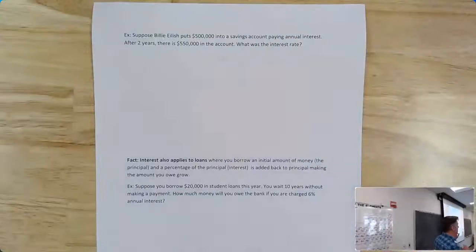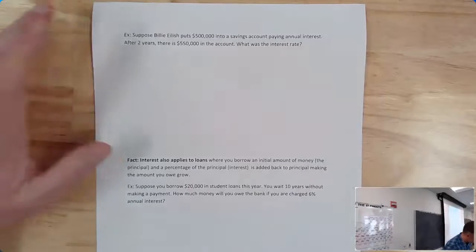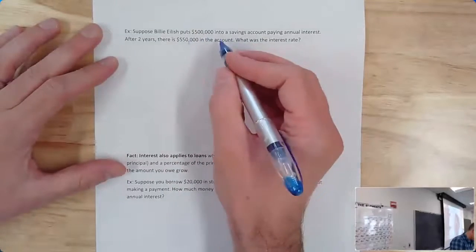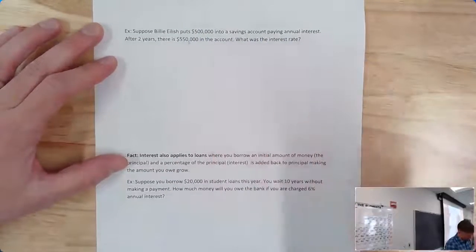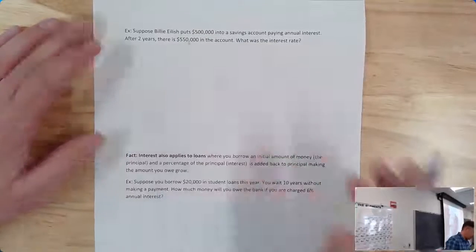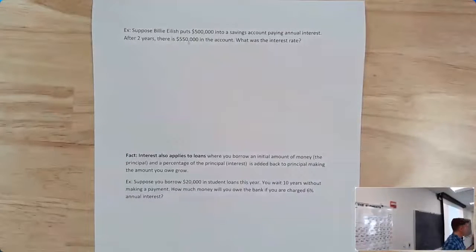So most of the time, it's either how much time does it take to have so much money, or how much money you have after a certain amount of time. But this question is atypical in that they're going to ask you to find data. So let's see here. Suppose Billie Eilish puts $500,000 into a savings account, paying annual interest. After 2 years, there's $550,000 in the account. What was the interest rate?